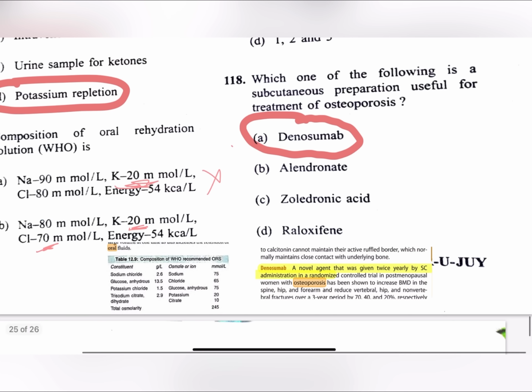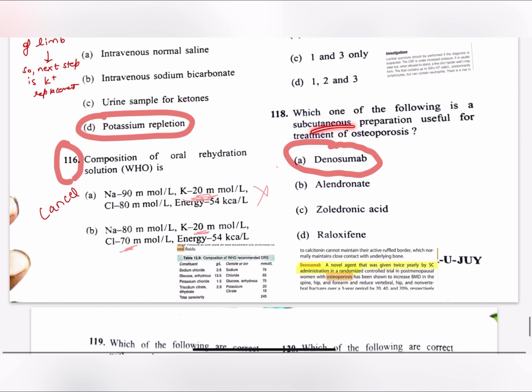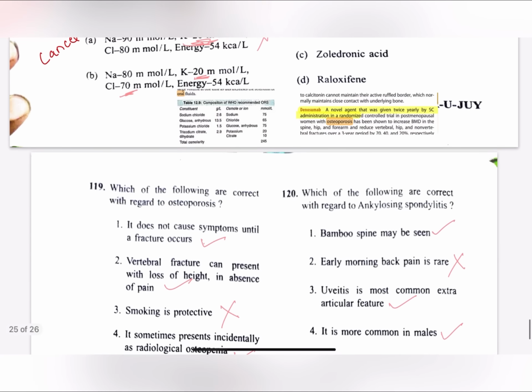Next is, which of the following is a subcutaneous preparation useful for treatment of osteoporosis? Denosumab is given subcutaneously in case of osteoporosis. So the answer for this is denosumab.